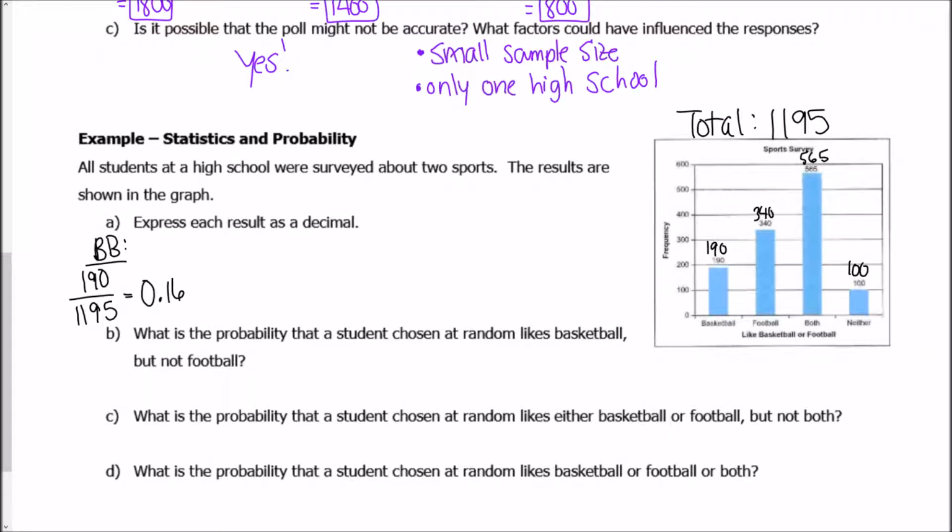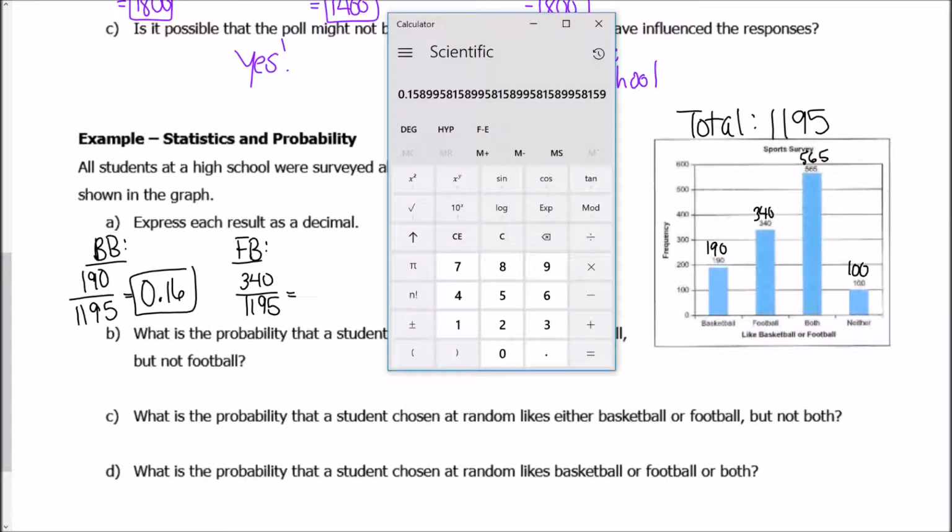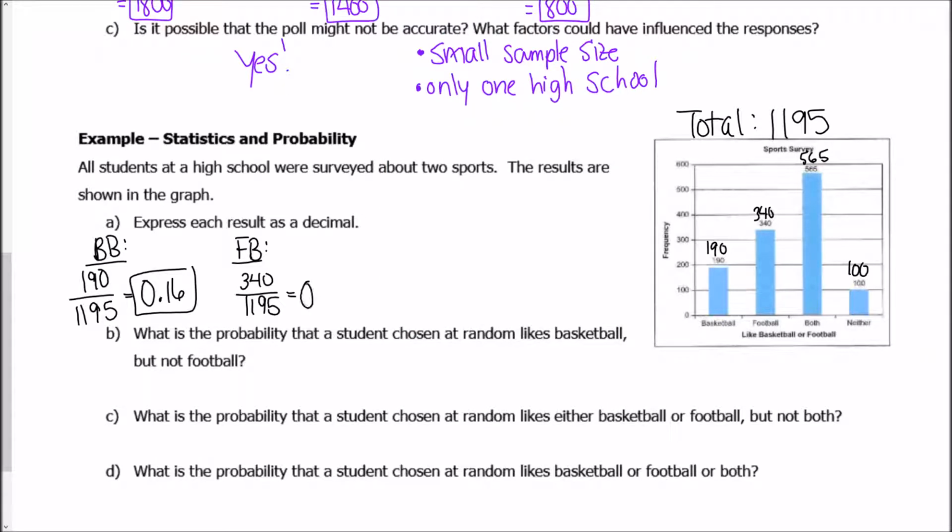Okay? Then we want to figure out for football, what percentage of people like football. So this right here, we'll do 340 out of 1,195. And when I divide those two numbers, I end up getting 0.28. So that means 28% of the students said that they liked football only.